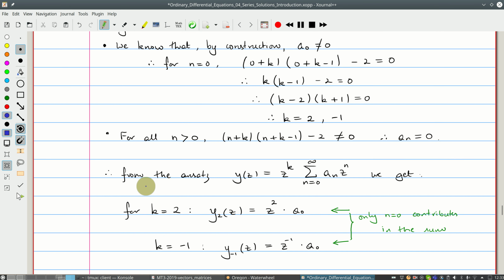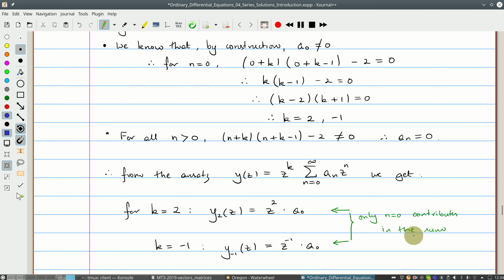So then from our ansatz, what we end up with is this power series solution times z to the k. In this power series, the only non-zero term is the term for which n is equal to 0, and that gives you a naught, a constant. And then we have a naught times z to the k, and k can be either 2 or minus 1. So we have two solutions. For k equal to 2, y2 of z is z squared times a naught. For k equal to minus 1, we get a singular solution, 1 over z.